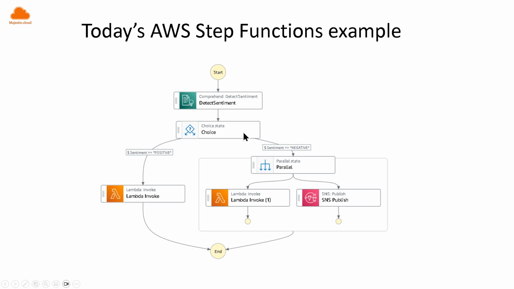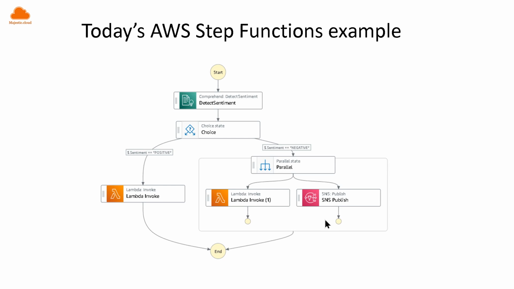If the sentiment is negative, it will start a parallel state in which it will invoke a Lambda function and send a notification that we have a negative comment or review or whatever you want it to be. And the Lambda functions could do certain things like processing the comment or publishing it or things like that. So this is what we're going to build in the visual workflow editor.